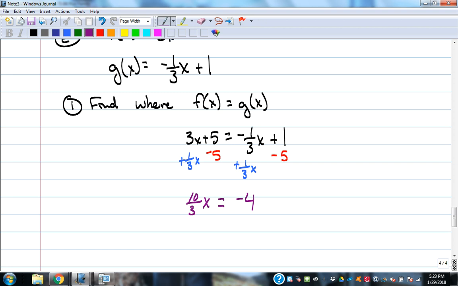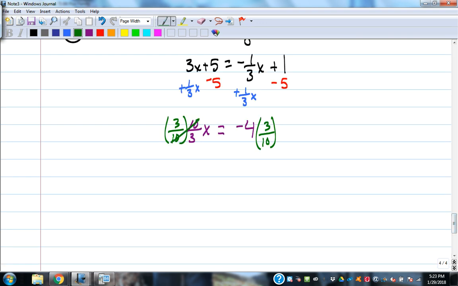Another option for that. So here, what's the last thing we do? Divide by 10 over 3. I don't do that, so I'm going to multiply by the reciprocal. And those cancel out. There's x by itself. And then we get negative 4 times 3, negative 12 over 10, which will reduce to negative 6 over 5.